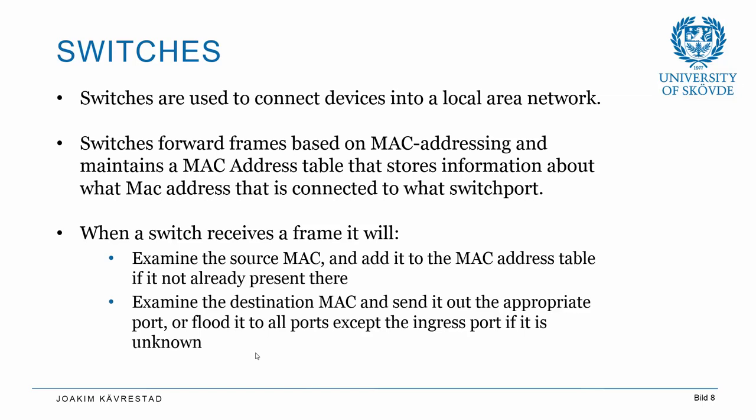So just as PCs will have a mapping of MAC addresses to IP addresses, the switches don't have any IP address. Instead, the switch has a number of ports and will keep a MAC address table that tells the switch what MAC address to find on what port. So when a switch receives an Ethernet frame, it will examine the source MAC address, the sender MAC address, and add it to the MAC address table if it's not already present there. So it will try to learn MAC addresses in that way. And then it will examine the destination MAC address and send it out to the appropriate port. If it so happens that the switch doesn't know about the destination MAC address yet, it will just flood the packet out all ports except the ingress port.